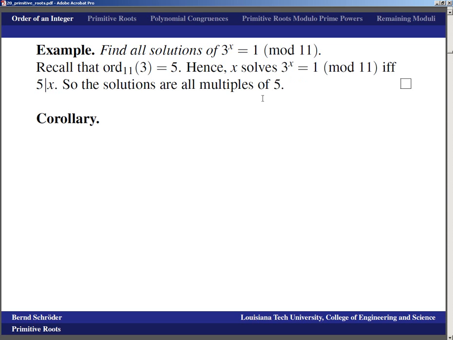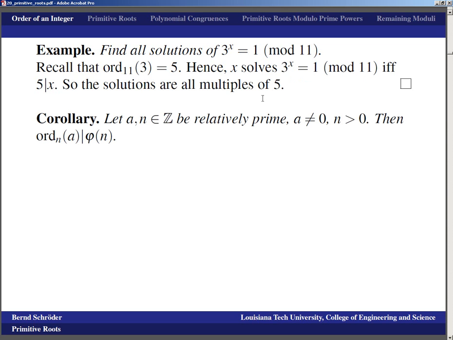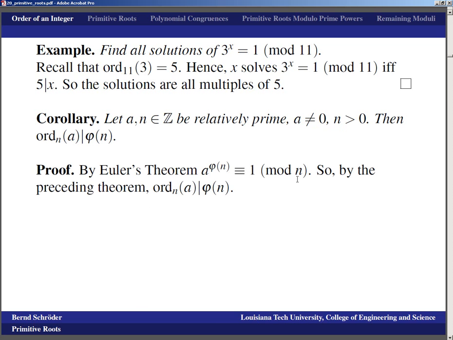And as a corollary to the previous theorem, if we've got two numbers that are relatively prime, a is not equal to 0 and n is greater than 0, then the order of a modulo n divides phi of n, the Euler phi function of n. That is because by Euler's theorem a to the phi of n is equivalent to 1 modulo n, and by the preceding theorem we know that means the order of a must divide phi of n, and that finishes that corollary.